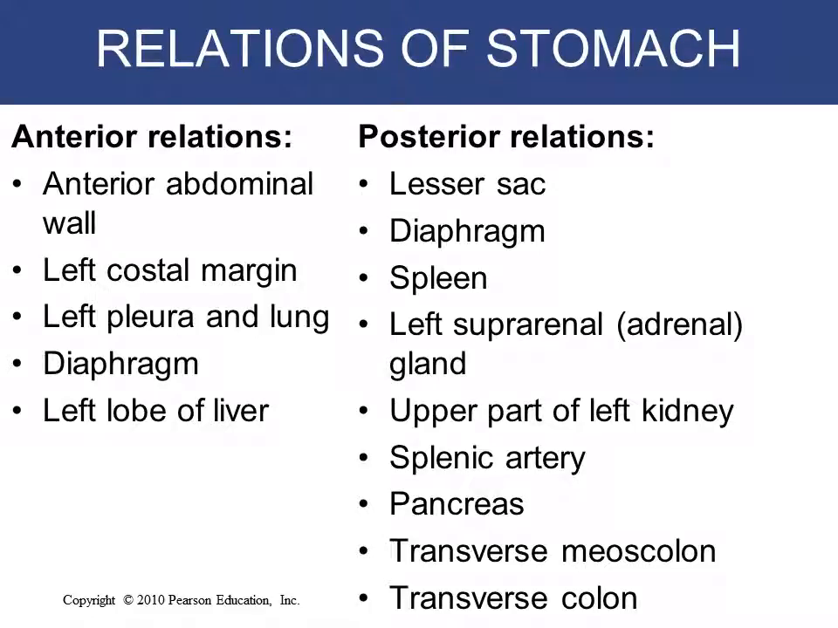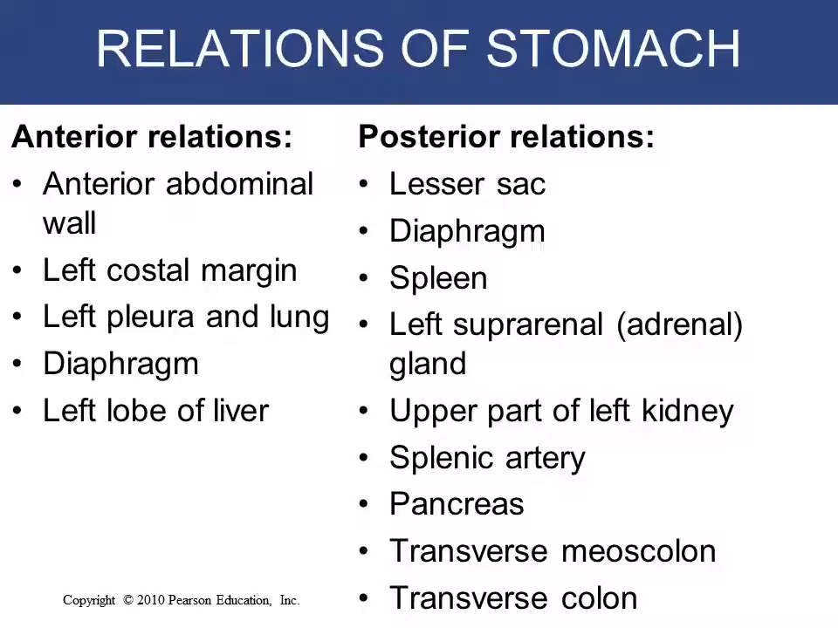Relations of the stomach. What are the organs that can be seen anterior to the stomach and also posterior to the stomach? So the anterior relations, when you are looking at the stomach, what are those things you are going to encounter anteriorly? We have the anterior abdominal wall, the left costal margin, the left pleura and lung, the diaphragm, and the left lobe of the liver. These are the structures that are related anteriorly to the stomach.